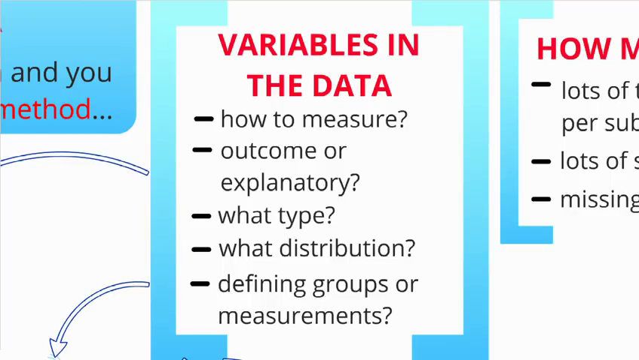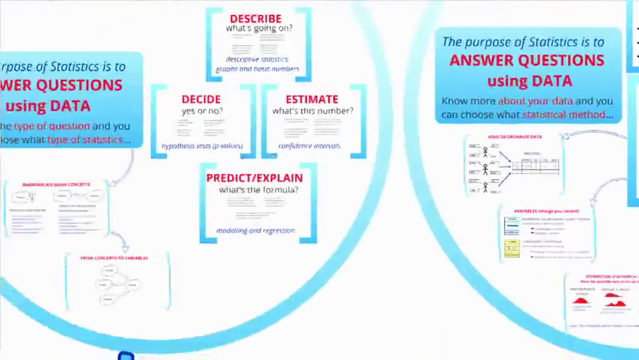So there are these questions we need to ask ourselves before we can get to the statistics, and these are more important than any of those other ones in terms of making the decision, which is why I'm going to focus on them now. So you need to choose how to measure your variables. I'll talk about that in a second. You need to know if they're outcome or explanatory variables, what type of variables they are, what distribution they come from, and whether they define groups or measurements. And I'll talk about each of those things in turn.